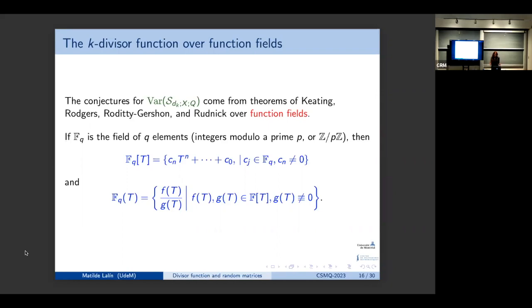So you consider polynomials with coefficients in this field. The whole point here is that for a fixed degree, you have a finite number of polynomials, because for each coefficient, you have a finite number of values it can take. This is quite key here. And when I say working over a function field, I'm thinking about the field of fractions of the polynomial ring.